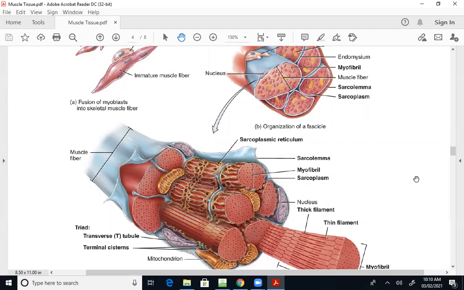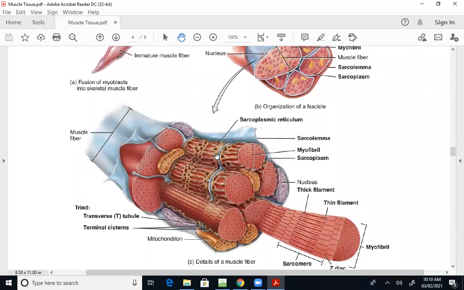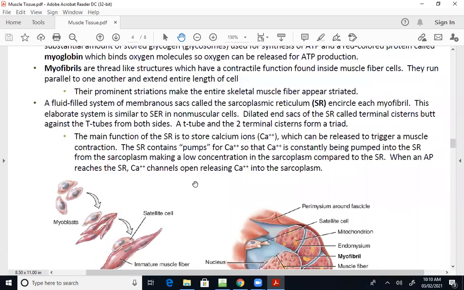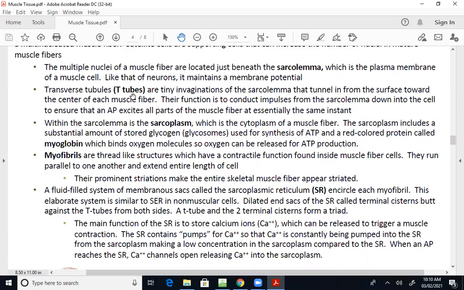Okay. Like the plasma membrane of a neuron, it can be stimulated, ultimately resulting in an action potential. Remember, we talked about excitability on that first slide. When an action potential is generated in the sarcolemma, it's going to spread throughout the sarcolemma, kind of like a wave in the ocean. But what we need is that action potential to spread inward to the middle part of the cell, the middle part of the fiber. And that's possible because you can see these little blue tube-like structures that are connected to the plasma membrane. We call those T-tubes for short, or transverse tubules. Tiny invaginations of the sarcolemma tunneling in from the surface toward the center of each muscle fiber. And I've already told you this, but their function is to conduct impulses, which is the same thing as action potentials, from the sarcolemma down into the cell to ensure that an AP, action potential, excites all parts of the muscle fiber at essentially the same instant.